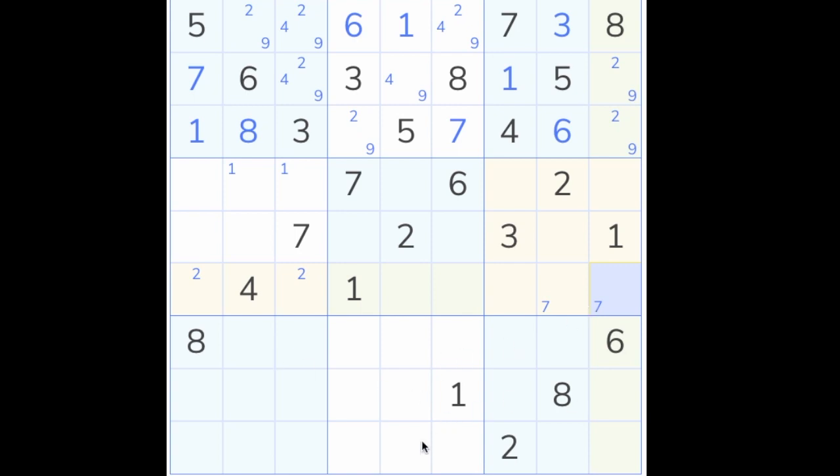8s across here, 8 across here. That's going to give me 8 in these 2 squares here. The 8 blocking down here and the 8 blocking up here gives me a pair of 8 candidates in these 2 places here.